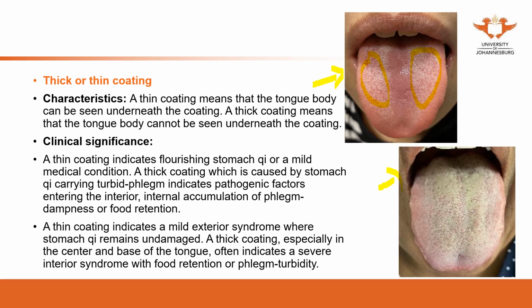The thick coating. As you can see, you cannot see the tongue. All you see from here is the coating. You don't see the muscles of the tongue, so this is considered as a thick coating.